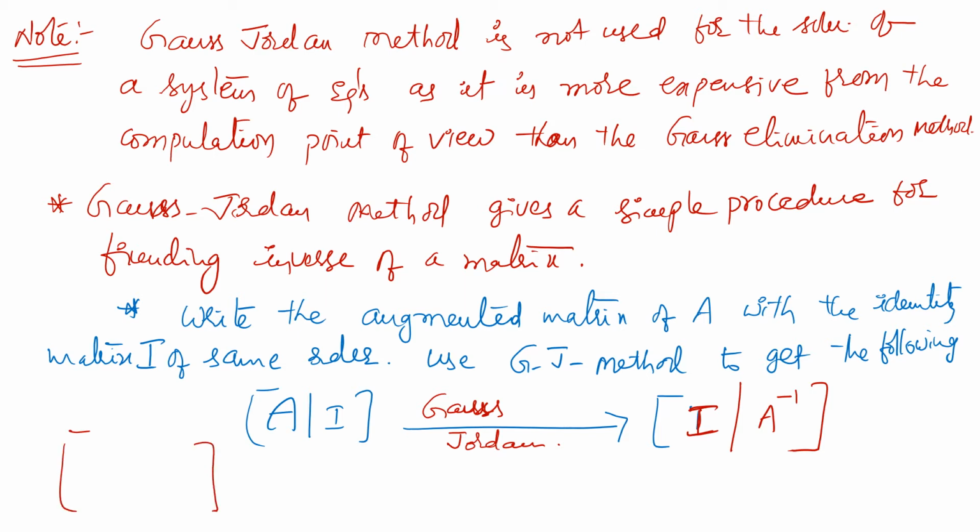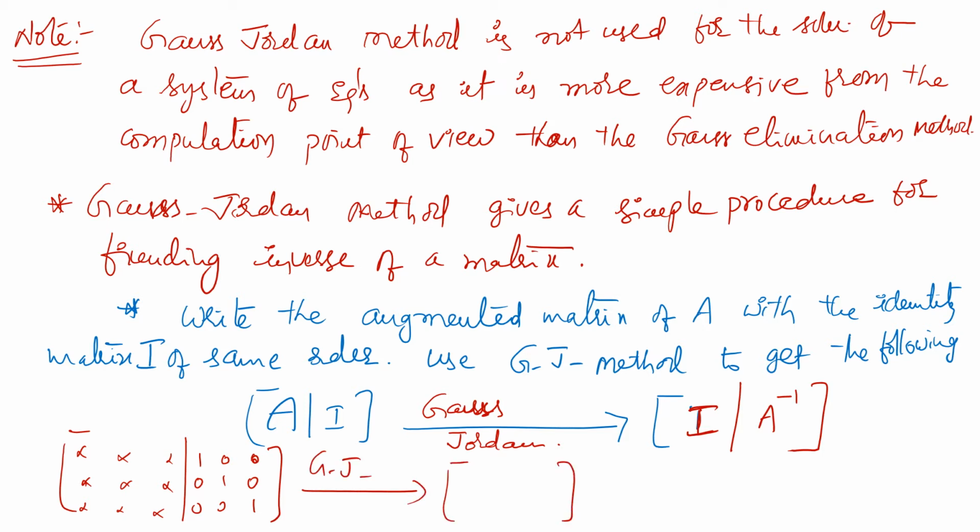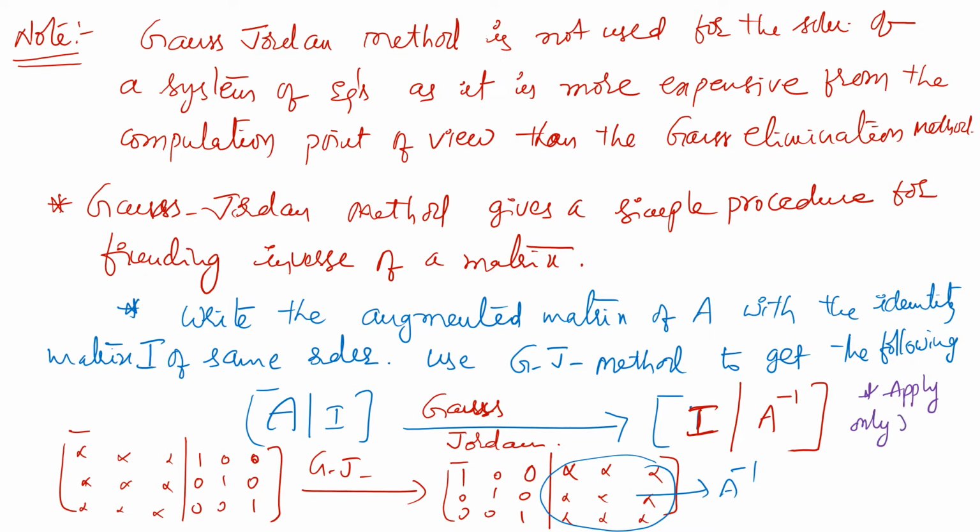The meaning is, write matrix A. If I consider a 3 by 3 matrix A and the identity matrix 0 0 1, apply Gauss-Jordan technique, then here you have to get the identity matrix, and here you will get A inverse. This entire matrix is A inverse. And one more important point is apply only row transformations or row operations.